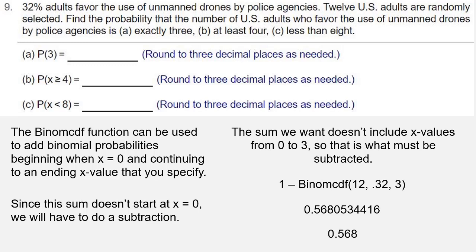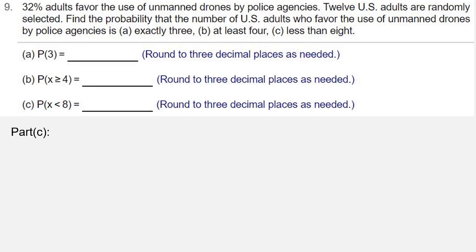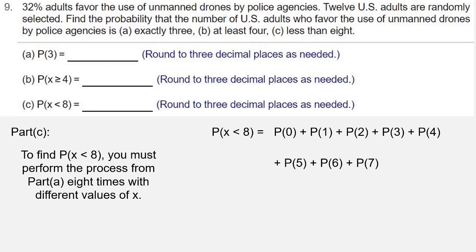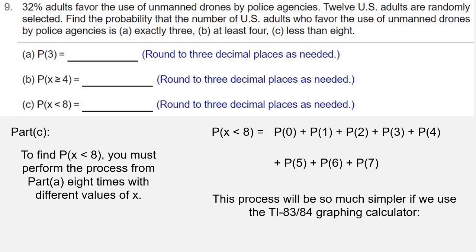How about part C? Part C says, let's find the probability that x is less than 8. So again, we would have to do the process from part A 8 different times, because x being less than 8 would be all the values from 0 through 7 being added together. Probability of 0, 1, 2, 3, 4, 5, 6, and 7 all added together. This time the sum does include 0. So we're going to get lucky and be able to use that Binomial Cdf function on the TI-83/84 graphing calculator. But we don't have to do a subtraction this time because we actually have 0 in our sum.